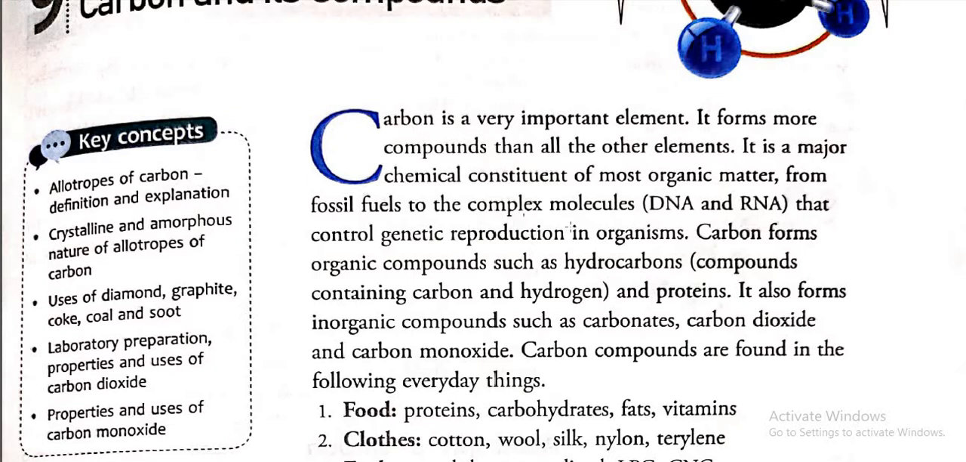Here we'll study about diamond, graphite, fullerene. We'll see uses of diamond, graphite, coke, coal and soot, laboratory preparations, properties and uses of carbon dioxide, properties and uses of carbon monoxide. In this chapter we are going to deal with all these topics.